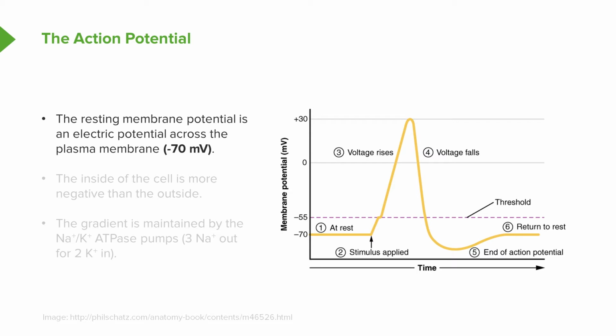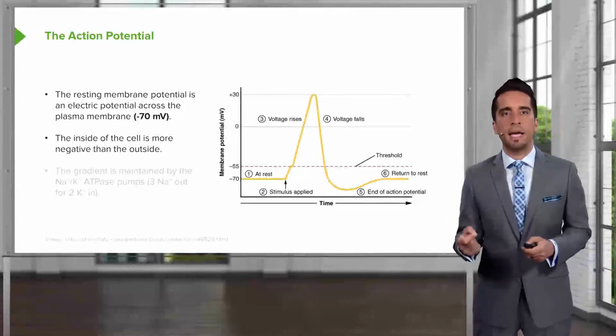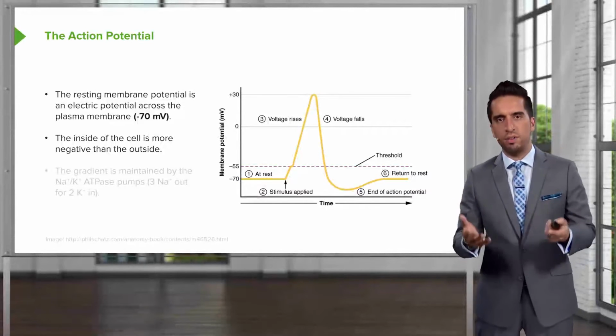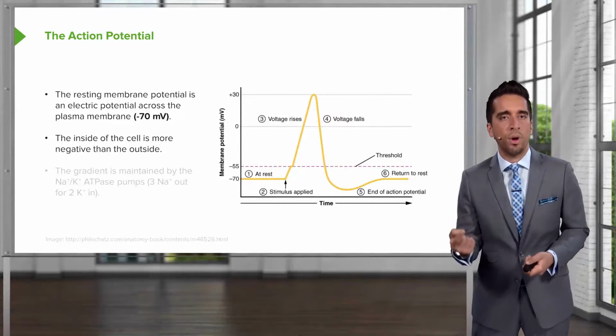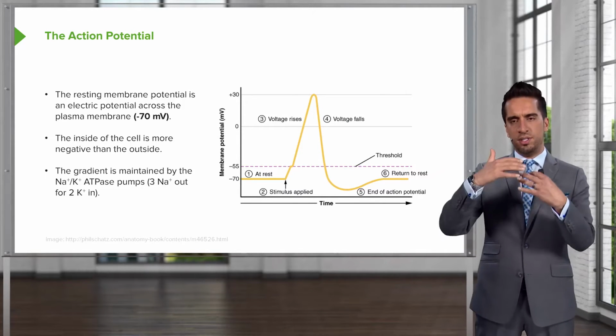And we've created this electrical potential, which is at minus 70. So we say that the inside of the cell is more negative than the outside. It seems like an odd way to say things, but that's how they decided to do it. So the inside is more negative than the outside. Now, how do we maintain this difference?